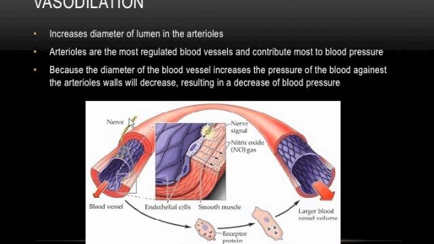Arterioles respond to a variety of chemicals and are constantly changing in size to speed up or slow down blood flow. Because the diameter of the blood vessel increases, the pressure of blood against the arteriole walls will decrease. This means there is a decrease in blood pressure.